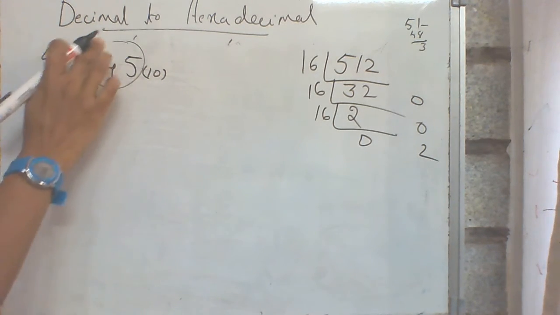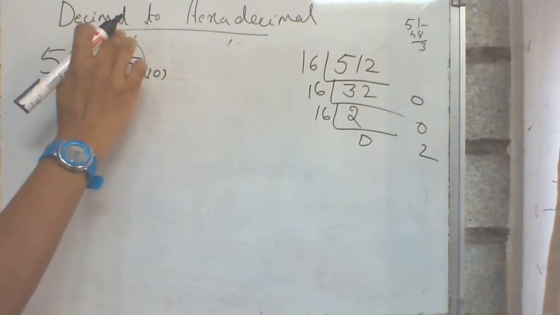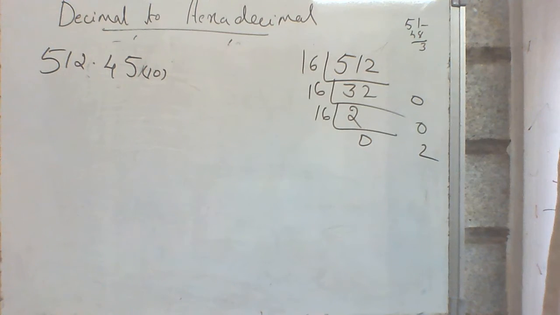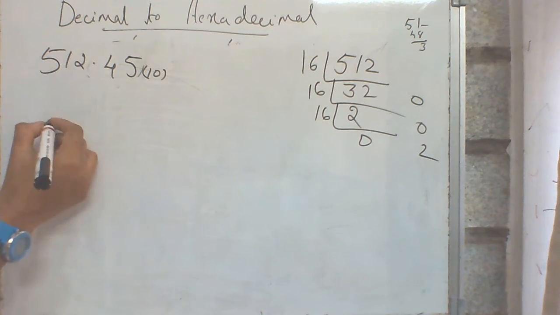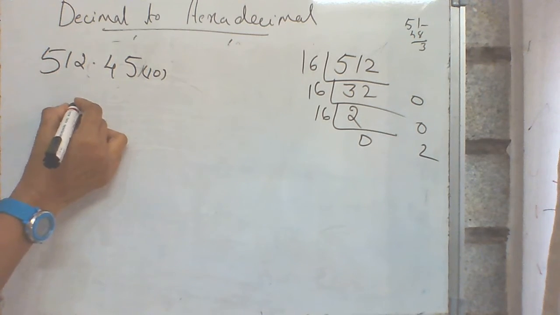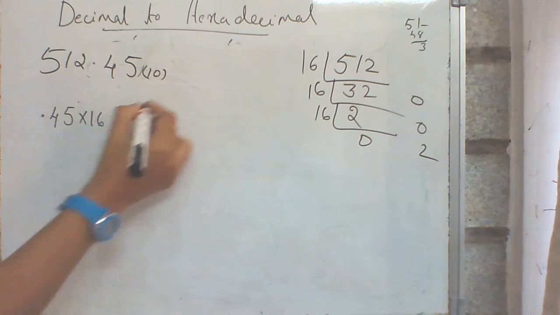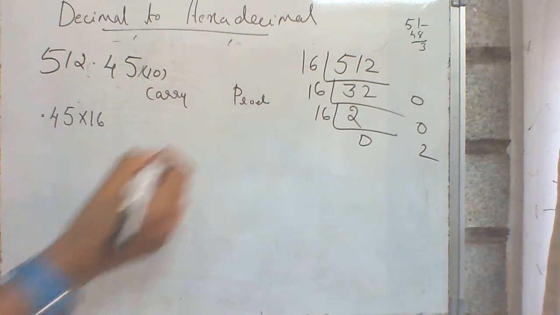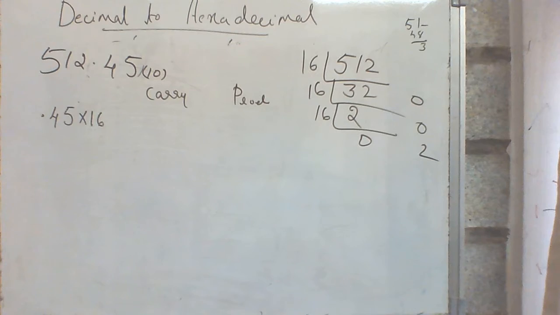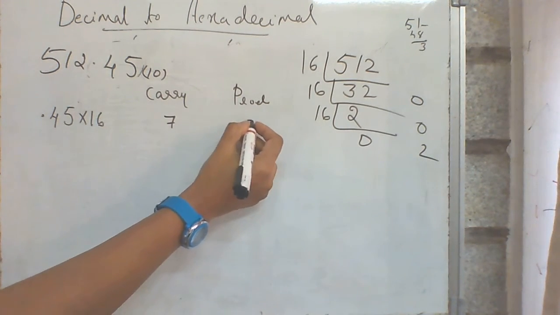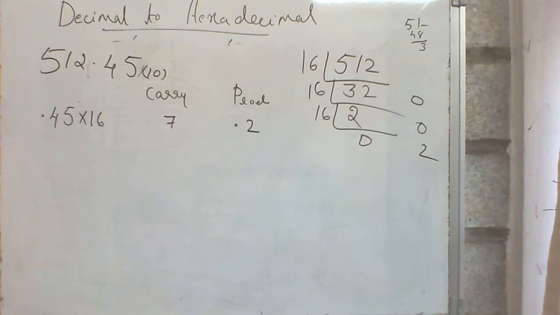Then how to convert the fractional part? In 512.45, which is the fractional part? 0.45 is the fractional part. For converting this fractional part, what do we need to do? Multiply 0.45 into 16, and write the carry and product separately. 0.45 into 16 is equal to 7.2.